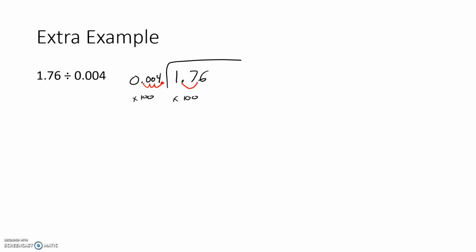All right, so now look at this one though. I got 1, 2, 3. And since I moved over a place value into the whole numbers, I've got to have a 0 there. I've got to add a 0. And so it becomes 1,760 divided by 4. Now I can divide by 4.